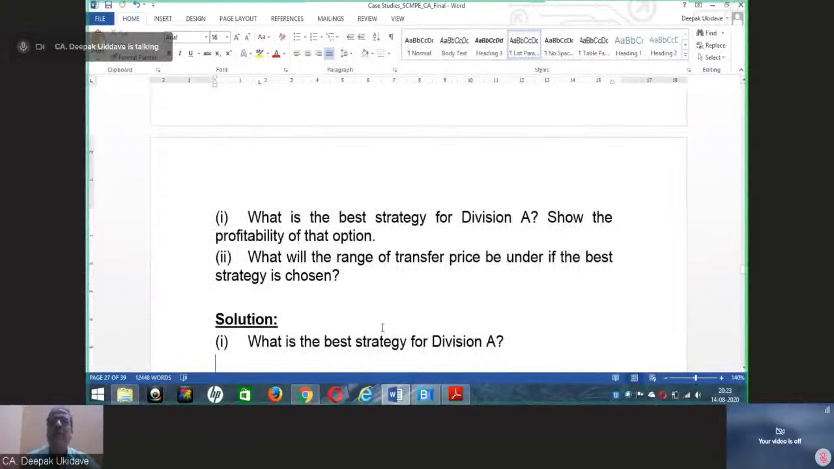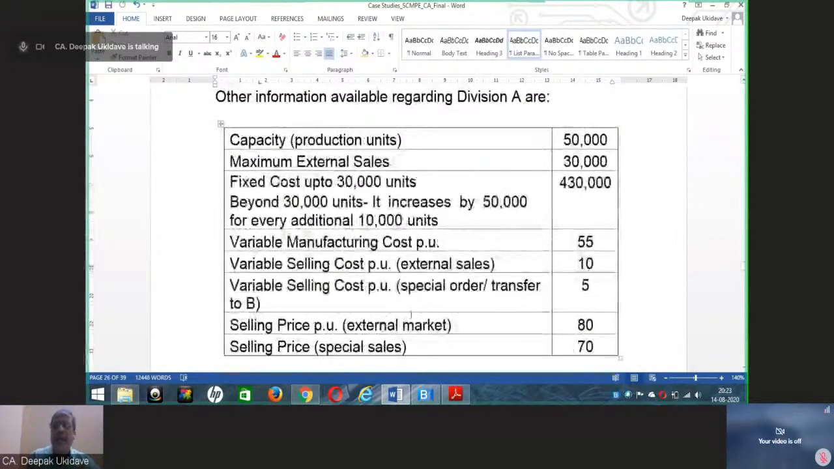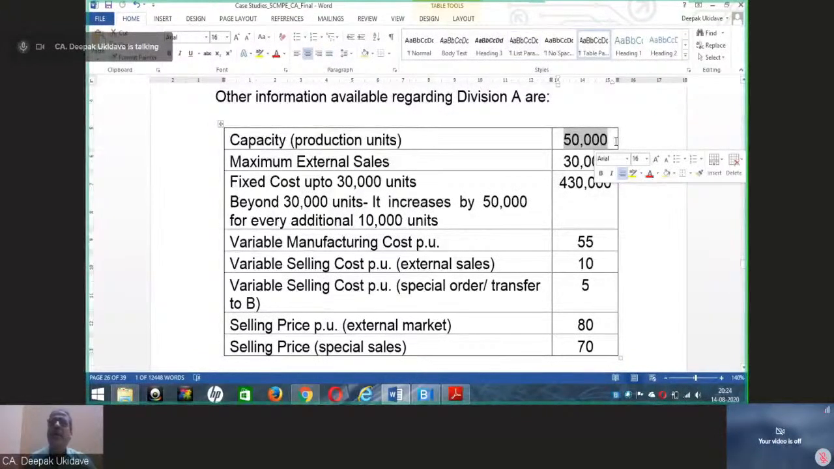Should it cater to the special customer by supplying 15,000 units, or should it supply the entire 45,000 units to division B? And if it supplies 45,000 to division B, it will be left with 5,000 units of extra capacity. You can see this. Division A has a capacity of producing 50,000 units. Suppose it supplies 45,000 to division B, which is the requirement of division B. Still, it will be left with a surplus of 5,000. That 5,000 can be sold in the market, but that 5,000 cannot be given to the special customer. This is to be kept in mind.